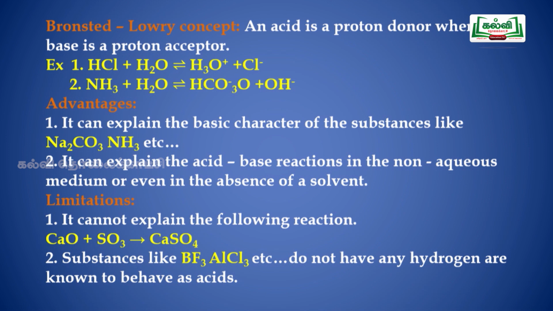One example given here. For example, calcium oxide. We know very well it is a basic oxide, but it does not contain H plus. Similarly, SO3, we know very well it is an acidic oxide, it does not contain H plus. These two react and form a salt, we know that it is calcium sulphate. An acid and a base react producing salt, but no H plus involved. This is the limitation of the Lowry-Bronsted concept.